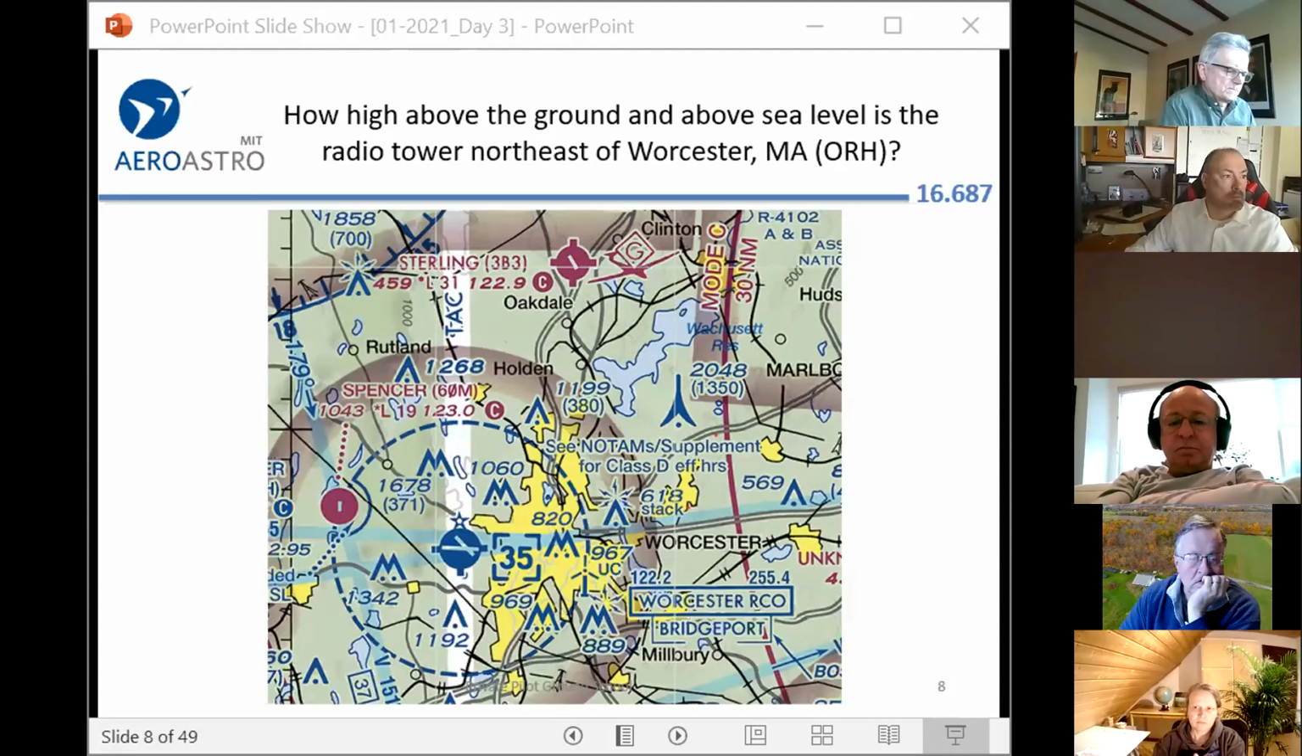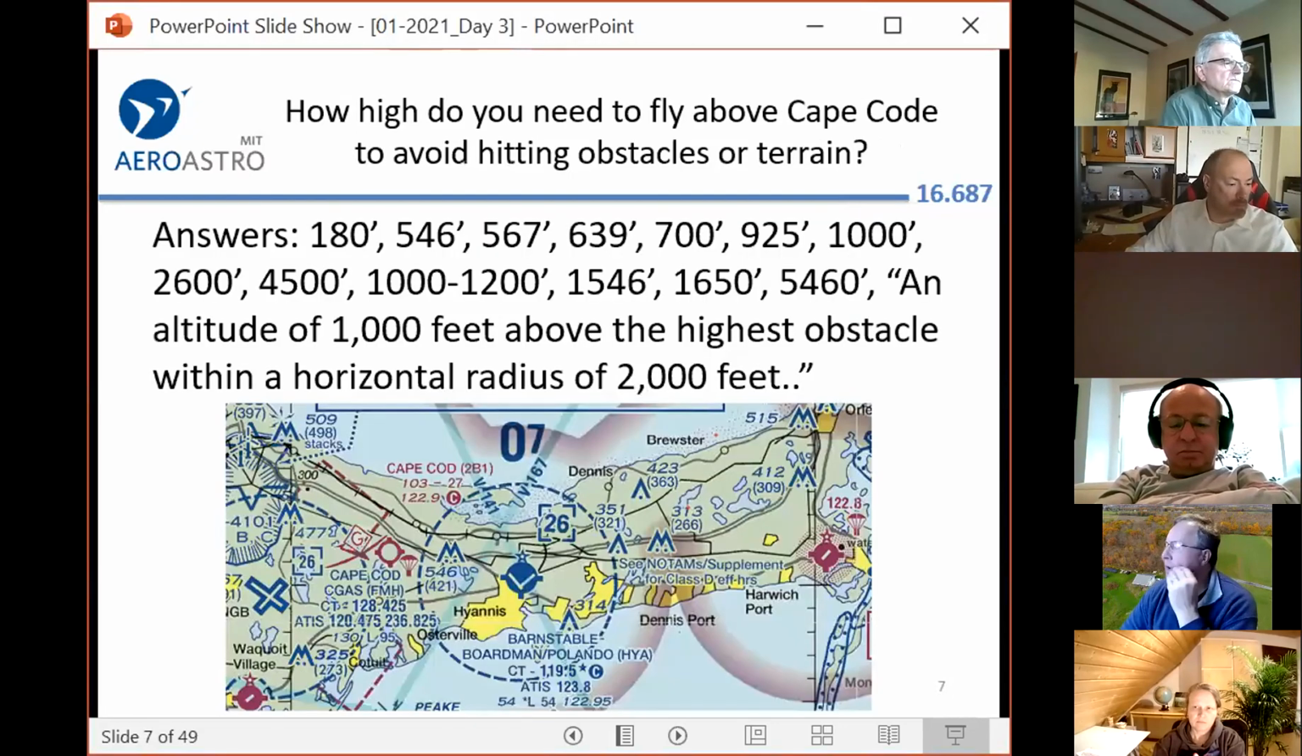Okay. Oh yeah, actually, can we go back to the previous slide for a moment? Let me talk about why that altitude of 1,000 feet above the highest obstacle within a horizontal radius of 2,000 feet. I don't think that's accurate for most of Cape Cod. That's up over a congested area. Most of Cape Cod would probably not qualify as a congested area, and therefore you would just have to remain 500 feet from buildings or people or vessels.